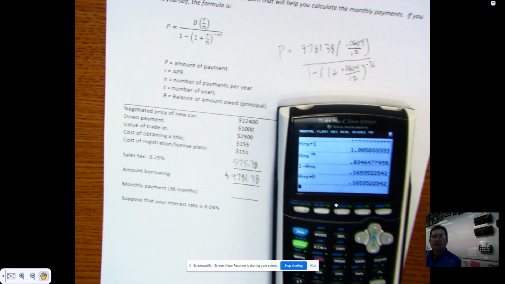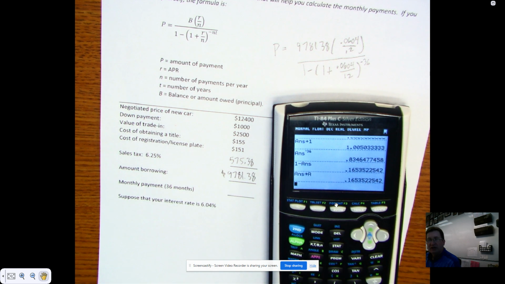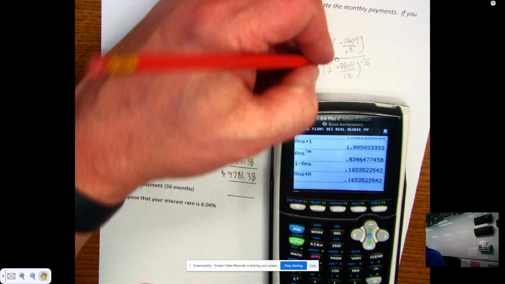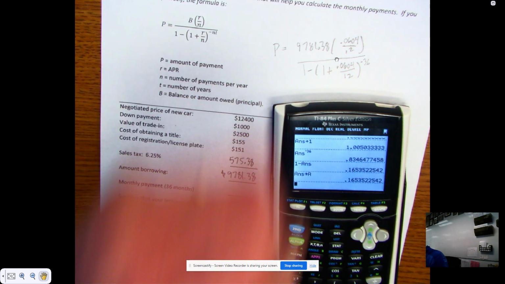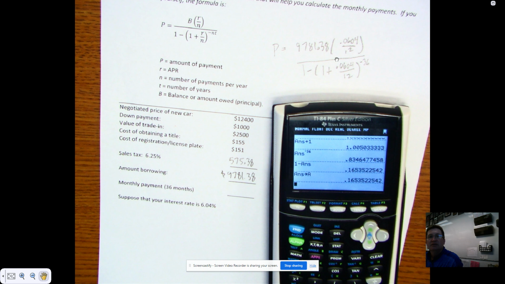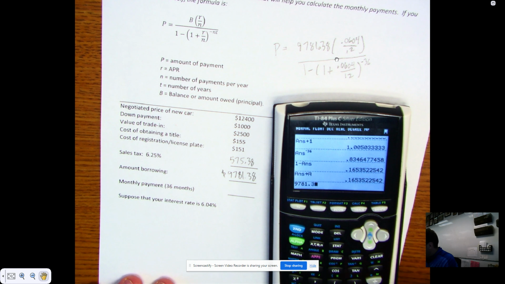Now, let's go back to the formula. So we need to take the numerator up here, and it looks to me like the decimal point's hard to read, so let's make that a little thicker. And so we need to take the numerator and divide by the denominator. And so we're going to take 9781.38 times 0.0604 divided by 12. Let's go ahead and hit enter.